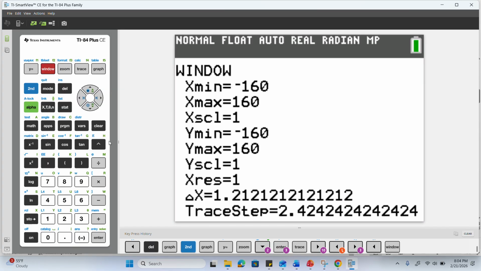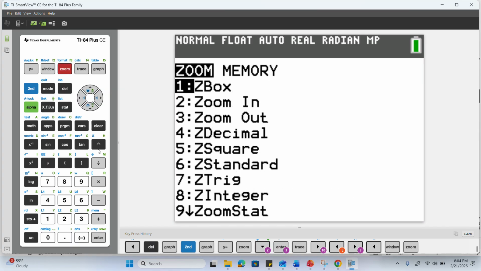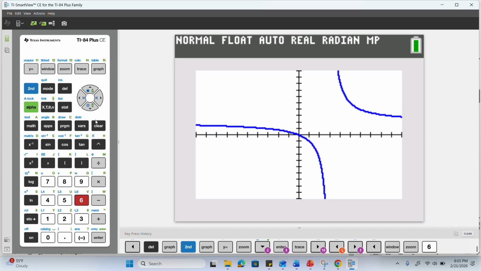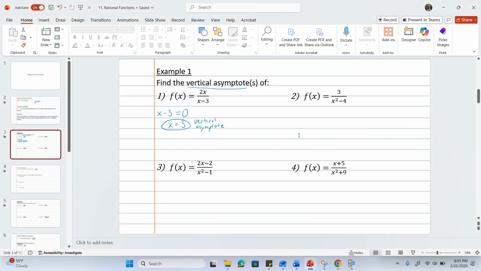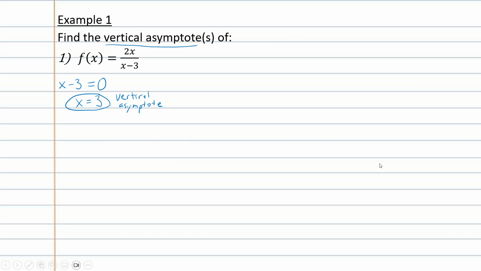So I'm going to reset my zoom to a standard zoom, get a little bit better look at it. But like I said, you could trace it if you want to. It'll get close to x equals 3, but it won't ever actually touch it. It'll just wind up jumping over to the other graph at some point. And you can see it come right back down. So there's a jump at x equals 3. That is your vertical asymptote. Let's get back to the PowerPoint and solve the next couple.